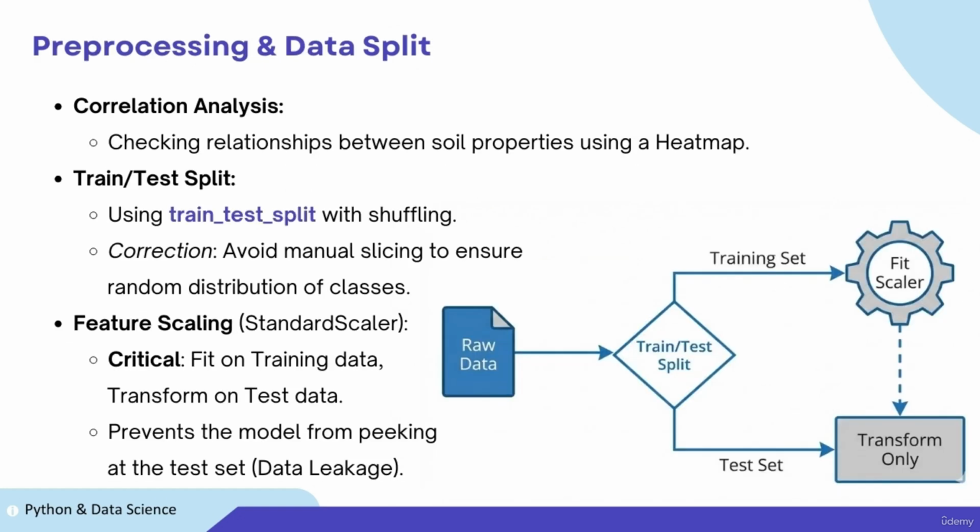Before we code, we must prepare the data. First, data splitting. In our analysis, we noted that simply slicing the data is risky. We must use random shuffling to ensure we don't accidentally put all the stable slopes in the training set and all the unstable ones in the test set. Second, scaling. This is mandatory. The sigmoid function is very sensitive to the scale of numbers. We use the standard scaler to normalize our inputs, ensuring that cohesion, which is small, and water pressure, which is large, are on the same mathematical playing field.